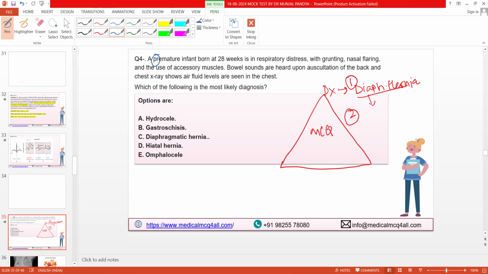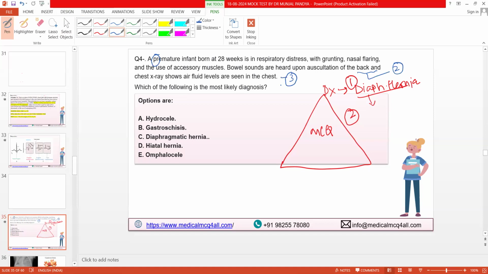Okay, bowel sound. What happens to bowel sound? It's on the back, so while auscultating the chest, we can hear it. Okay, and on the chest X-ray, this is seen in diaphragmatic hernia, right? Yes, sir. Okay, fine. What else? On the chest X-ray, the air fluid level is seen in the chest. Again, something is coming from the abdomen to the chest, isn't it? Yes.